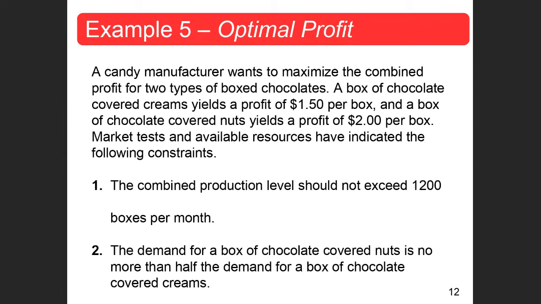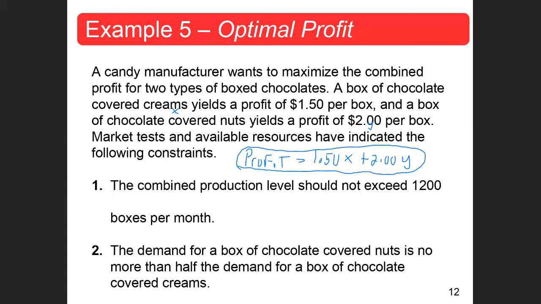This is a candy manufacturer who wants to maximize the combined profit of 2 types of boxes of chocolates. A box of chocolate covered creams yields a profit of $1.50 per box, and a box of chocolate covered nuts yields a profit of $2 per box. Let's say the covered creams are X and the chocolate covered nuts are Y. My profit function is going to be $1.50 for every box of creams I make, plus $2 for every box of chocolate covered nuts I make. We do not graph the profit function. That is not part of our graph.